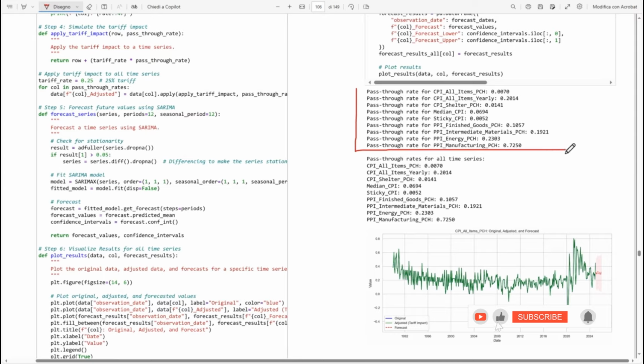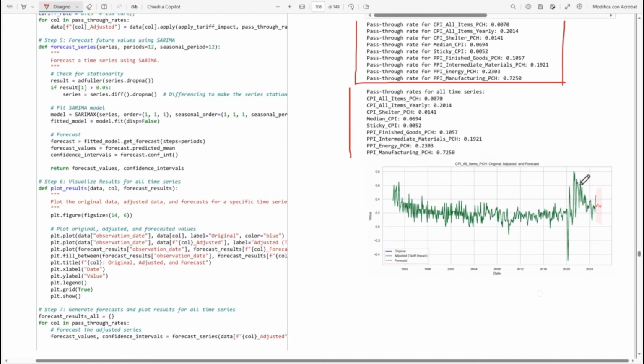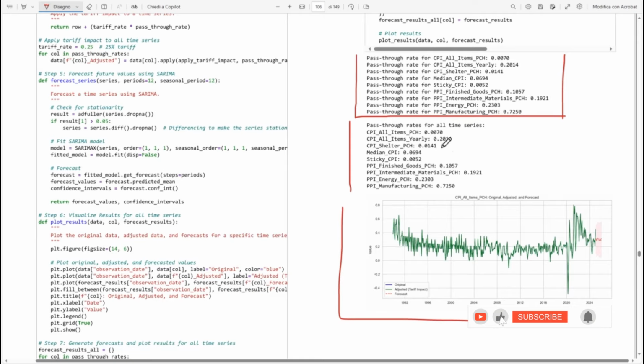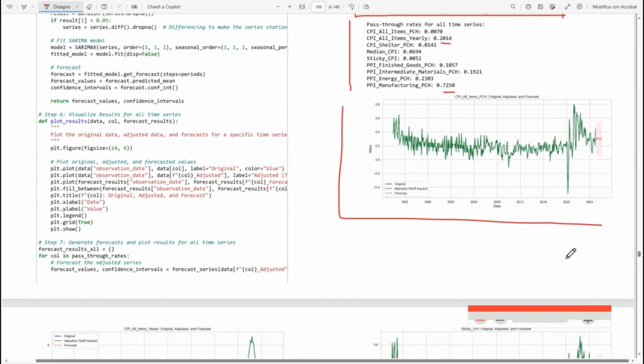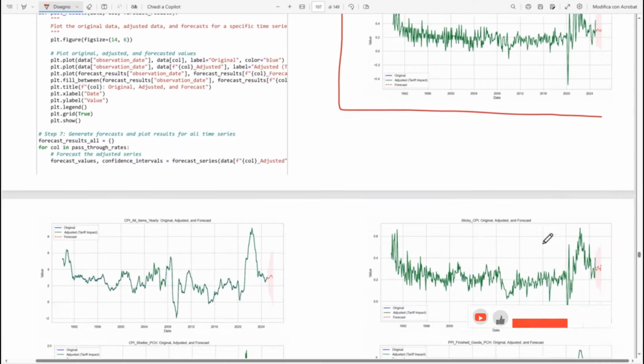Here we have another implementation of the theoretical pass-through rate through the historical time series, and we have some charts. Although these are negligible on a year-on-year basis, only manufacturing will suffer the most, with an impact maybe closer to 1%. Then we can appreciate the data. Hold on one second, my mic stopped working. Okay, sorry about that.